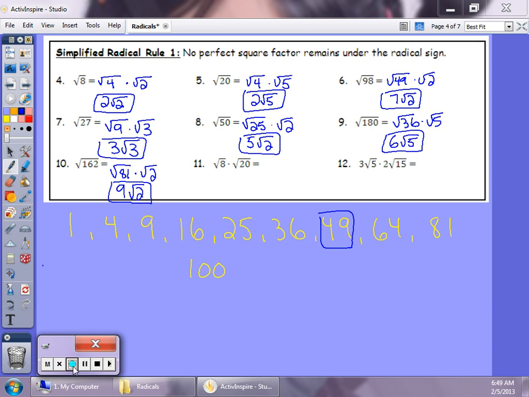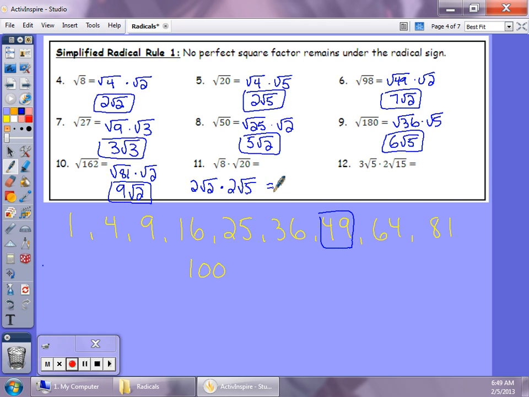For example 11, we have two radicals that are being multiplied by each other. Sometimes it's easier to simplify each radical first, meaning that there are no perfect square factors underneath the radical, and then multiply those simplified radicals. So here we have root 8. We know from example 4 that root 8 is the same thing as 2 root 2. Root 20 from example 5 is the same as 2 root 5.